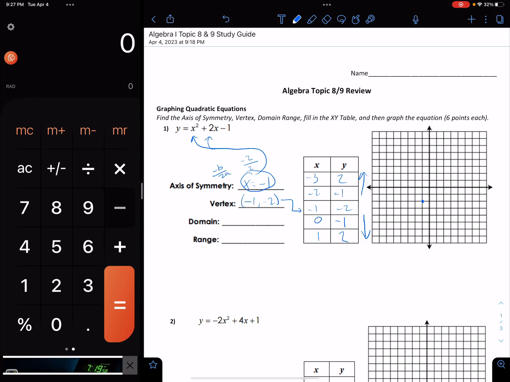So if I graph this, negative 1 down 2, put a dot. Over 0 down 1, put a dot. And over 1 up 2, put a dot. Then I go negative 2 down 1 and put a dot. And I go negative 3 up 2 and I put a dot. So this is what my graph is going to look like. The domain from left to right is always negative infinity, positive infinity. And the range, in this case, is going to be greater than or equal to negative 2.